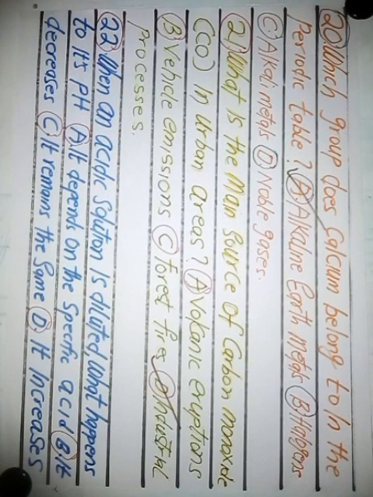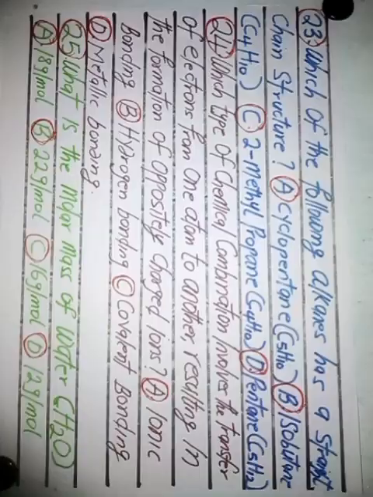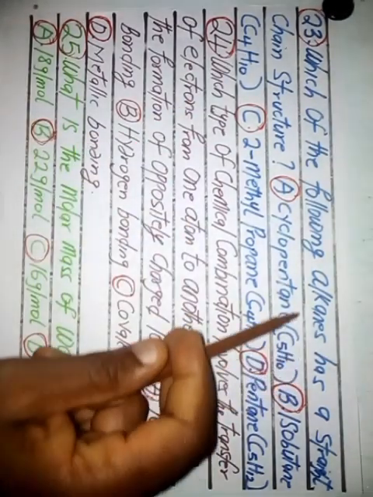But when the hydrogen ions are reduced, in this case it's diluted, meaning the hydrogen ions are reduced, the pH will increase. So your answer is D. It increases.